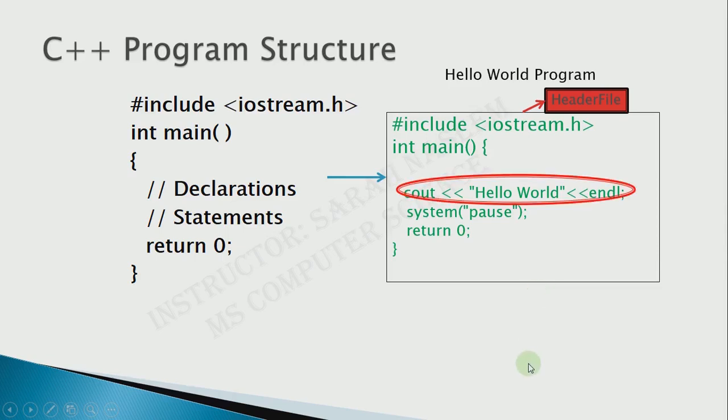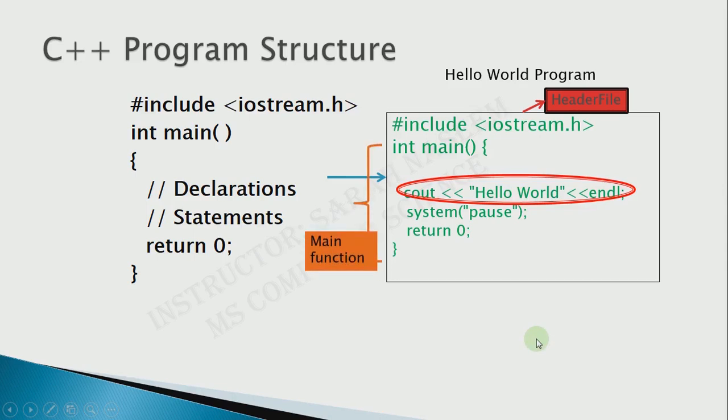As you can see that we have used the cout statement in the program, which is used to print the words hello world on the output screen. And if we write any words inside that, then those words will be printed on the screen.